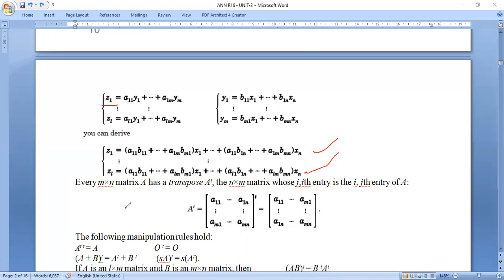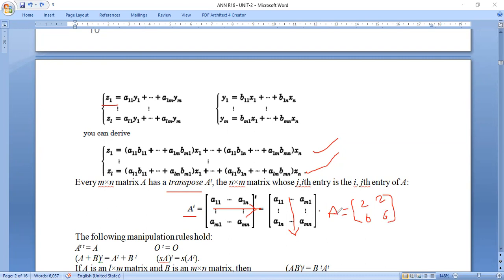Next, we are going to learn about the transpose of a matrix A. Transpose of a matrix A means the row values will be represented as column values. For example, if we have A equal to 2 2, 6 6. This is one matrix, as in A matrix.